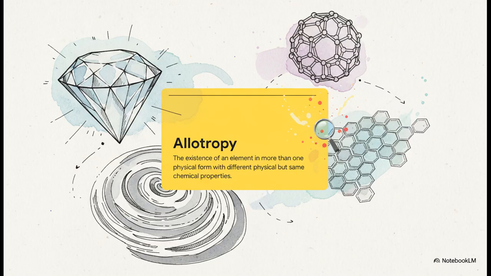So there's actually a word for this, and it's allotropy. It's just the fancy scientific term for when an element can exist in more than one physical form. And these forms, which we call allotropes, can have wildly different physical properties, like hardness or color or whether they conduct electricity. But here's the thing, because they're made of the exact same atoms, their basic chemical properties stay the same. The secret, the real magic, is all in the atomic arrangement.